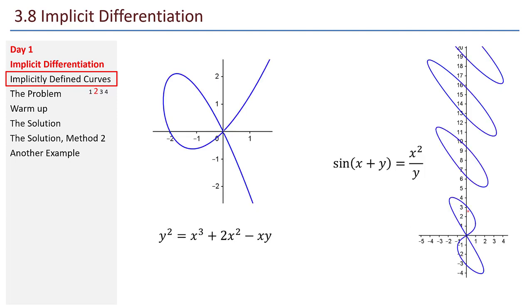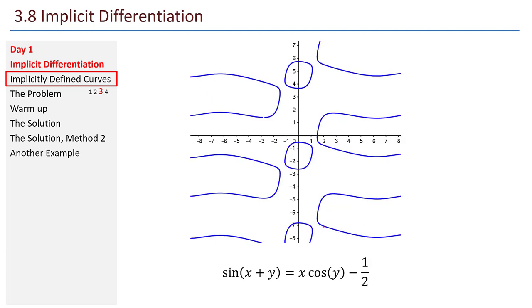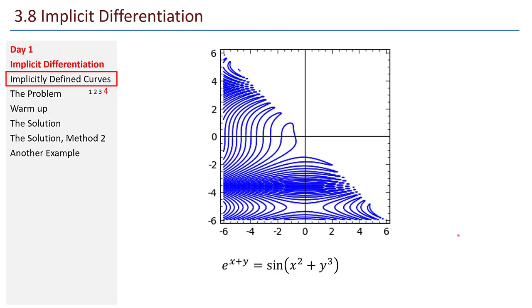We'll just take a look at a few more implicitly defined curves. Sort of a gallery of implicitly defined curves. This is interesting, the one on the right. Since sine is periodic, you get a somewhat periodic figure there. Here's the solution set for sine of x plus y equals x cosine y minus 1/2. It's kind of amazing, right? Every point on this curve has coordinates that satisfy that equation, and only the points on the curve satisfy that equation. Here's one involving e.